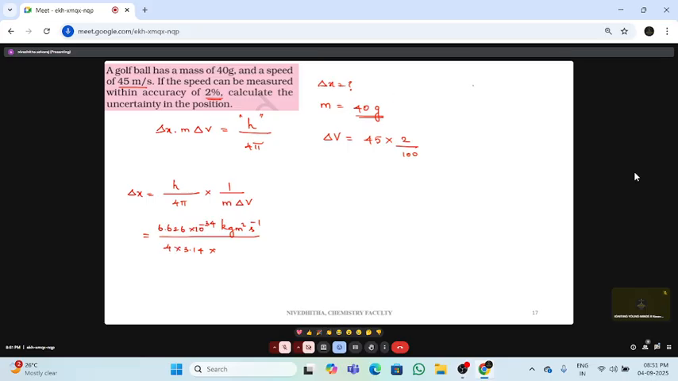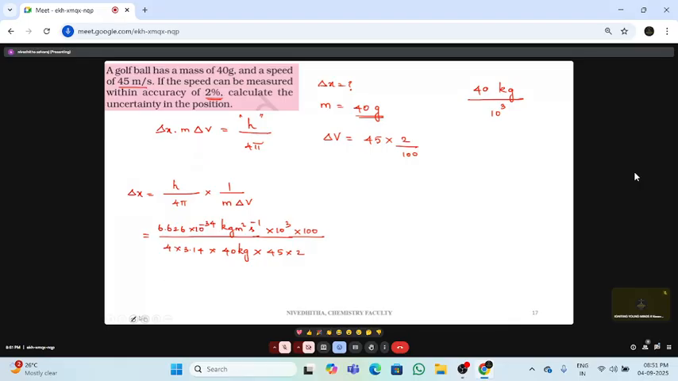Mass you have to express in kilogram. So 40 kilogram, and what is the value of kilo? It is 1000. You have to write the value 1000 in denominator. So it's just 40 kilogram. I'm just bringing the value to the numerator because 10 power 3 is in denominator. So I'm just bringing that to numerator. It is 10 power 3. And what is delta V? It is 45 into 2 divided by 1000. That also I'm bringing to numerator.